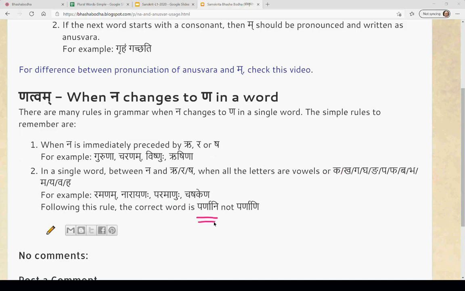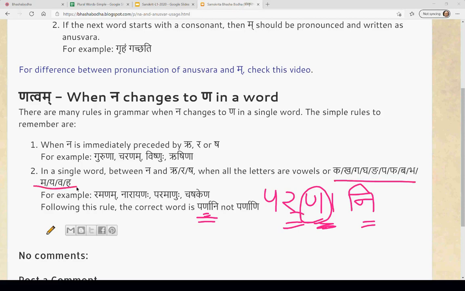So that changes to ṇa. Now if you check, what about paranani? Here there is pa, ra, and there is a na, right? This is parana, and there is a ni here at the end. Now do we want to change this ni to ṇi? Let's check. There is a trigger letter, but what is in between? This is a na, which is not on this list. So this na doesn't change to ṇa.